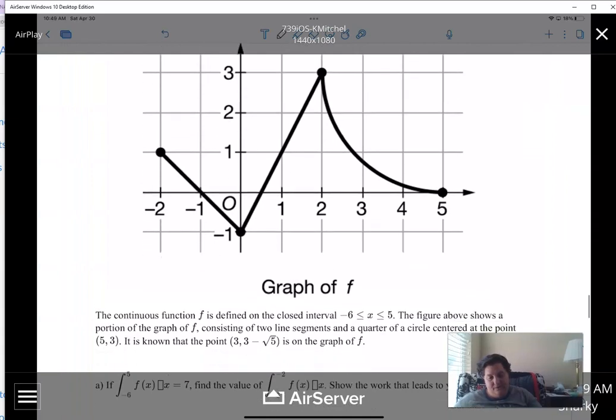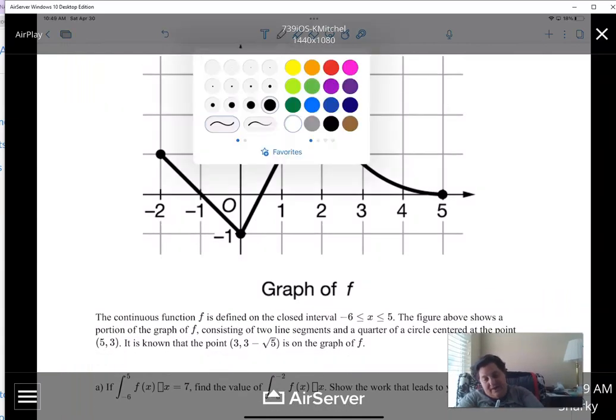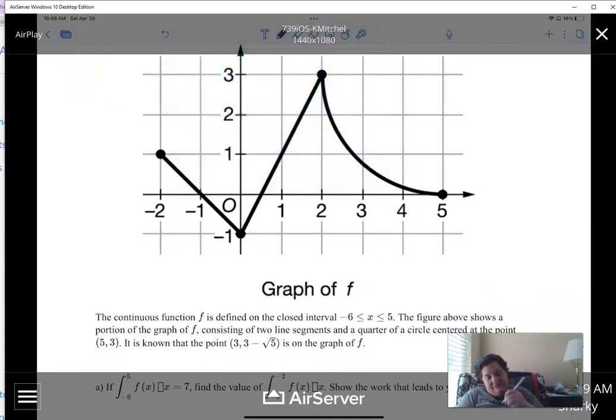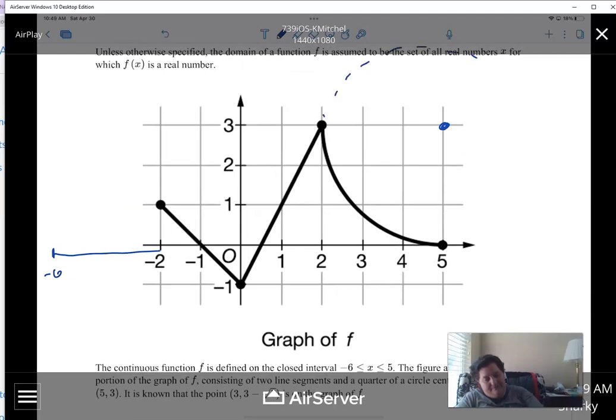Let's check this out. The continuous function f is defined on the closed interval -6 to 5. This shows part of f. It shows -2 to 5. F actually goes all the way over to -6, so we should probably remember that. 2 line segments and a quarter circle. This tells me I'm going to be doing some geometry in a minute here. Centered at the point 5, 3. So you guys can see this circle.